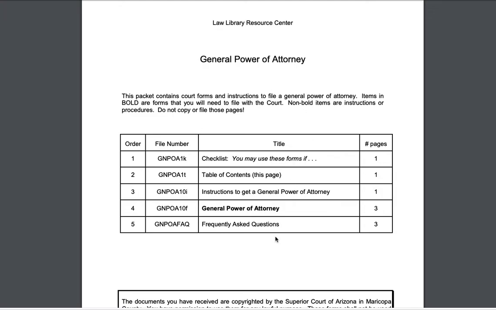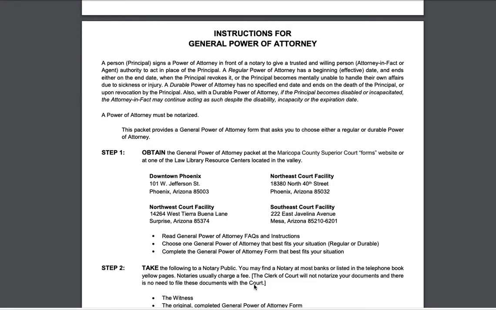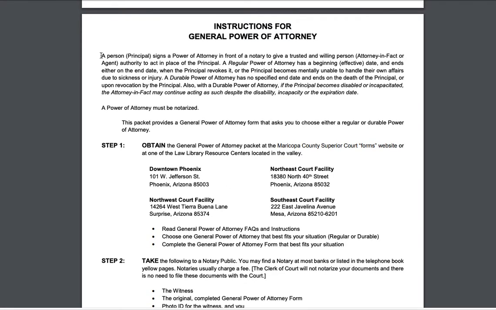Now, this is just another little form that'll give you the tools to know what's in here. Okay, instructions. Just so you know what you're looking at, a person who's the principal signs a power of attorney. It has to be in front of a notary, okay? To give a trusted and willing person, your attorney in fact or your agent, authority to act in place of the principal. That means they can do stuff for you. Generally, you only want them to do this if you are disabled or you're incompetent, not just, hey, go to the bank for me. This is if you are incompetent.